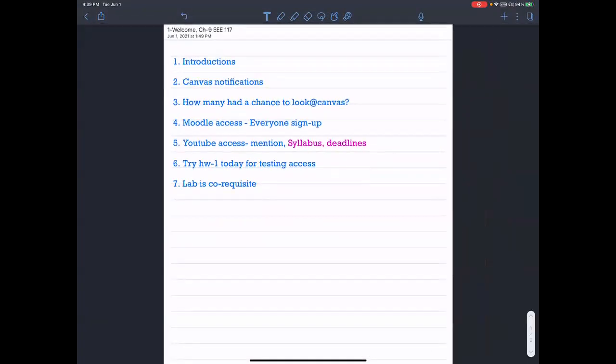And by the way, this is the agenda that we discussed so far. This is what we have done so far.